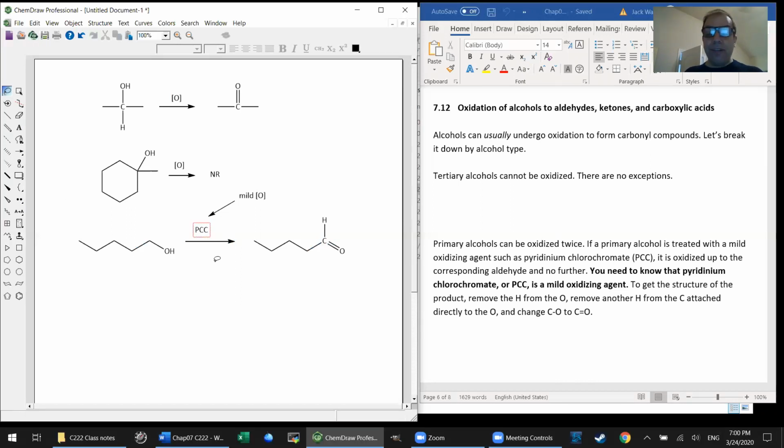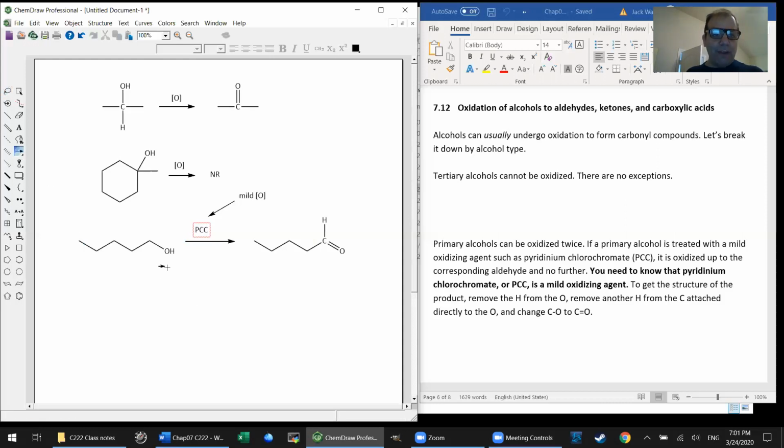So again, pyridinium chlorochromate is a mild oxidizing agent. It's because of the P in the PCC, the pyridinium. That species acts as a buffer, and you probably learned a little bit about buffers in Gen Chem. And so as a result, that makes the chromium in it, which is otherwise a no-holds-barred oxidizing agent, a milder oxidizing agent. So it will oxidize a primary alcohol up to an aldehyde, and it will then stop. It oxidizes it no further.